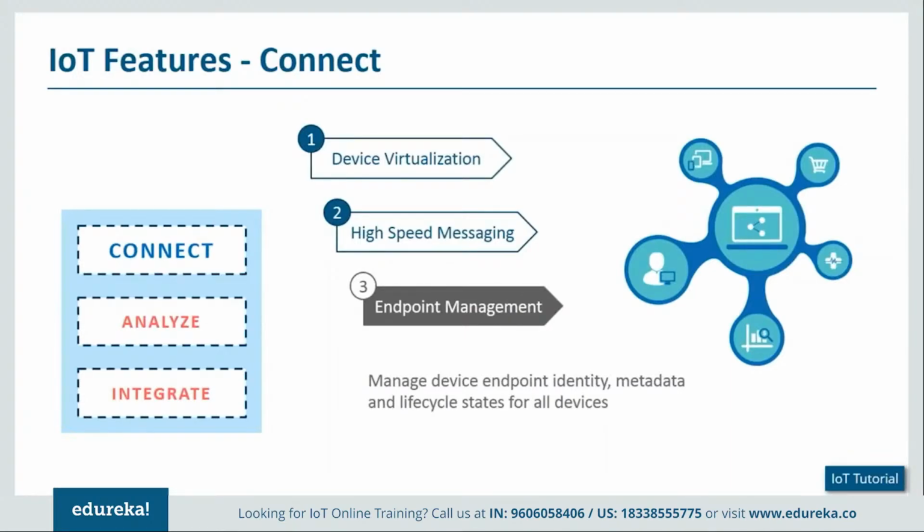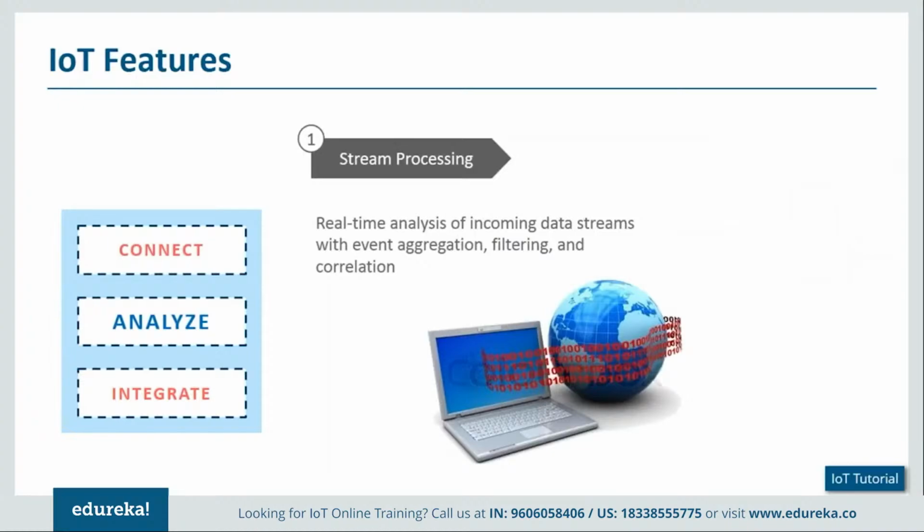Now the next feature is analyze, and the first thing that you need for analysis is stream processing. If the data coming from the device is not on a real-time basis, then my system is of no use. There's no use if I tell my system to switch on the AC at my home and by the time I reach there the AC is not even turned on; then it's a failure of my system. So real-time analysis of the incoming and outgoing data must be done with respect to different aggregations, filtering, correlations, processing, and so forth.